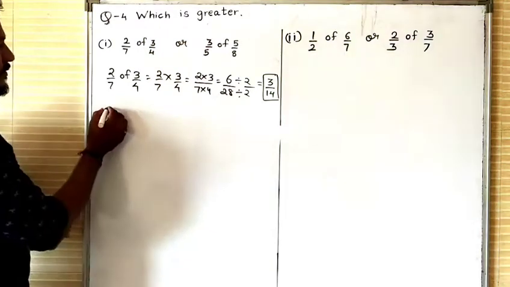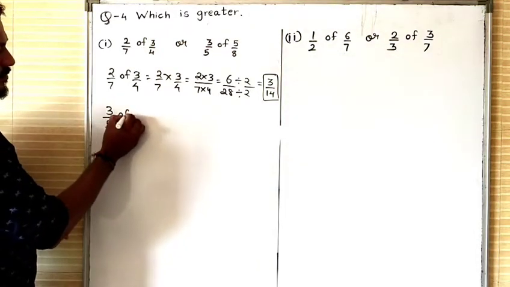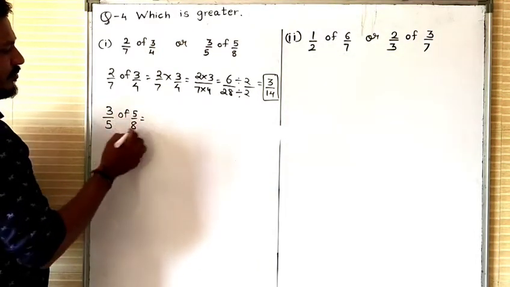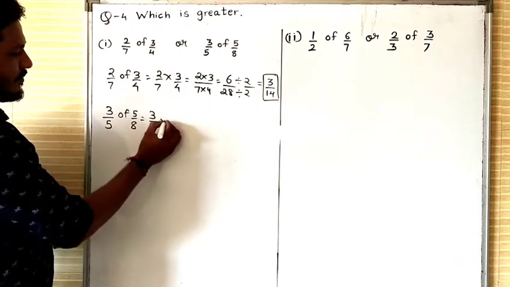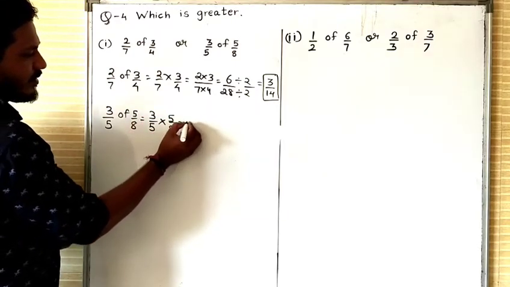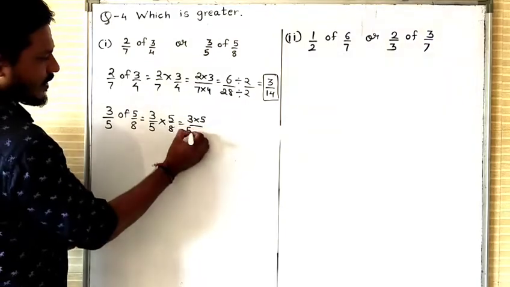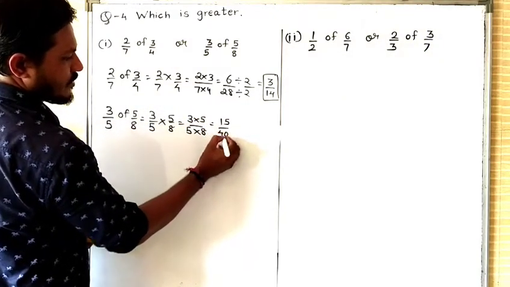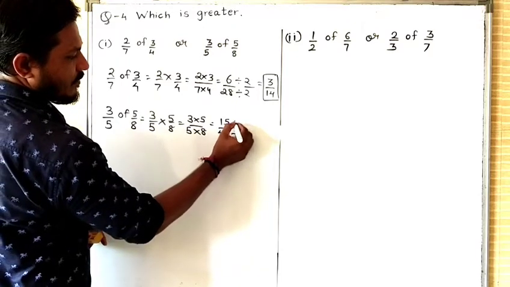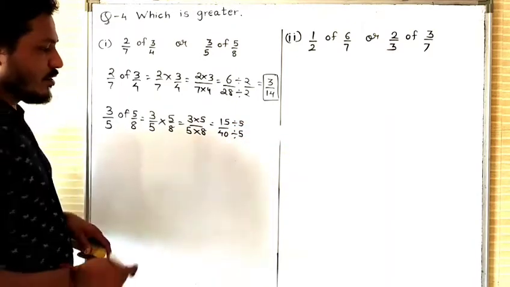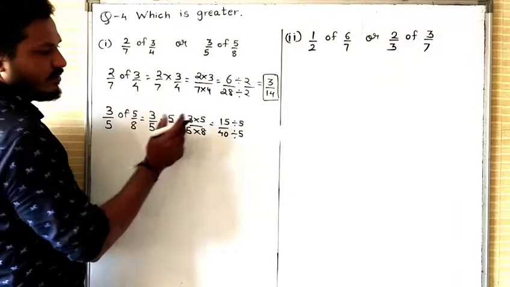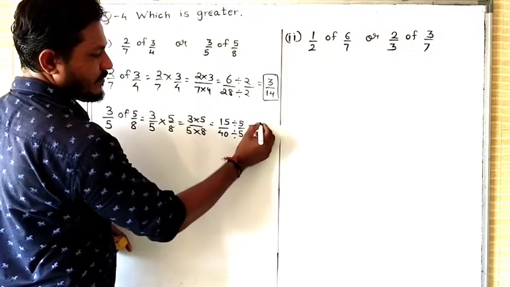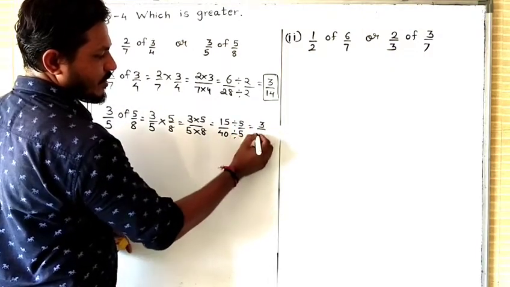Now let us find the value of the second one. Now 3 by 5 multiply by 5 by 8, then 3 5s are and 5 8s are. Don't do direct cancellation. 3 5s are 15, 8 5s are 40. Both values are possible to divide by 5. I found the common factor. See here, from here I found 5. So 15 divided by 5 is 3 and 40 divided by 5 is 8.